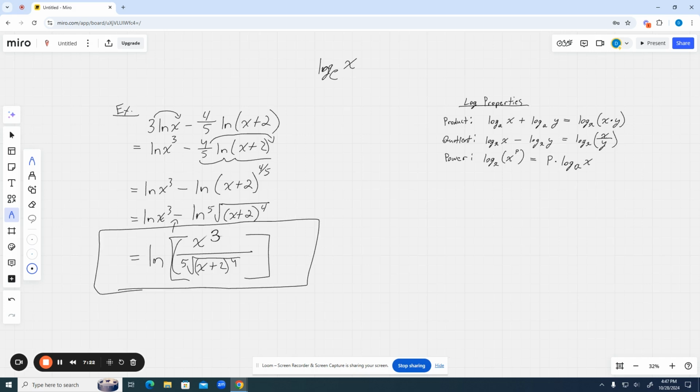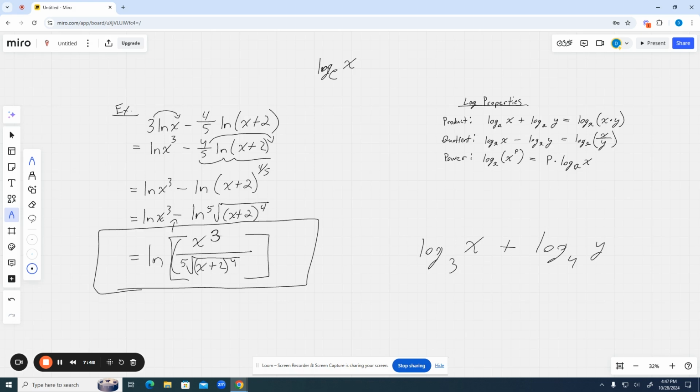Now, we didn't solve anything here, but the idea is we can use these properties to manipulate things and make them simpler for our equation. And these properties can be used on anything with the same base. That's the only thing I want to emphasize. Let's say you have log base 3 of x plus log base 4 of y. These things don't work. They have to both be log base 3 or both log base 4, and then you can combine them. So this is how you use log properties.